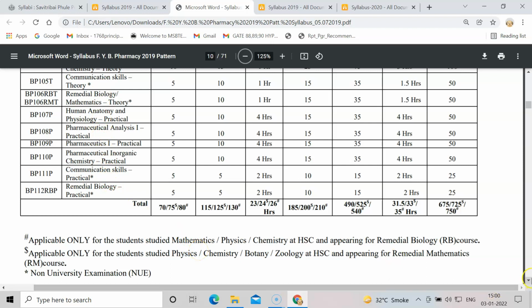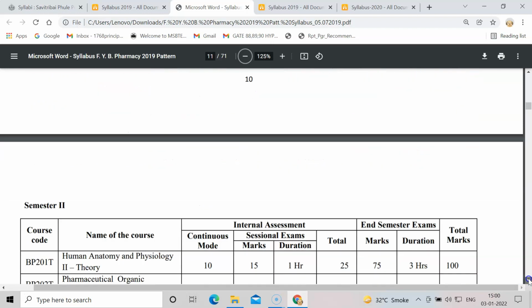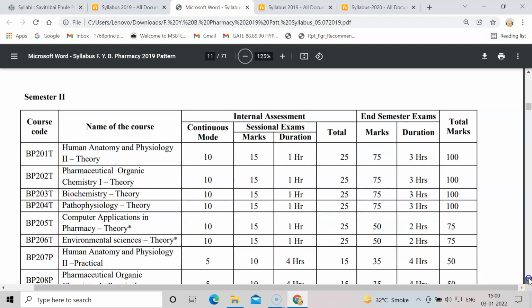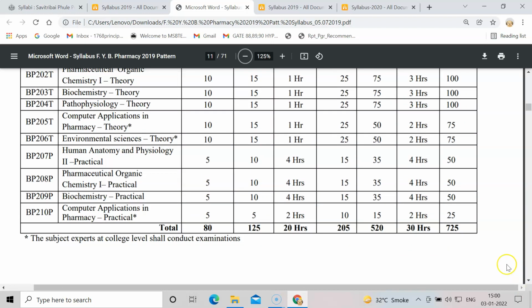In a similar way, in the second semester you will have this kind of course structure. Once you understand the first year course structure, you can understand this. Here, one subject, computer application in pharmacy, is a non-university examination, and this environmental science is also a non-university examination. The computer application in pharmacy also has a practical. The remaining things are similar to the above.